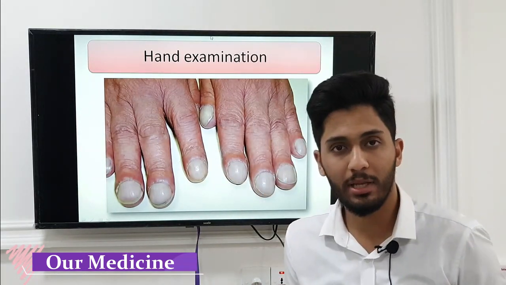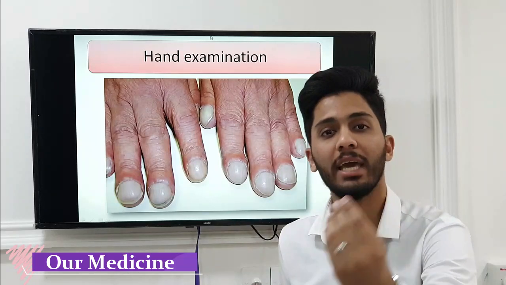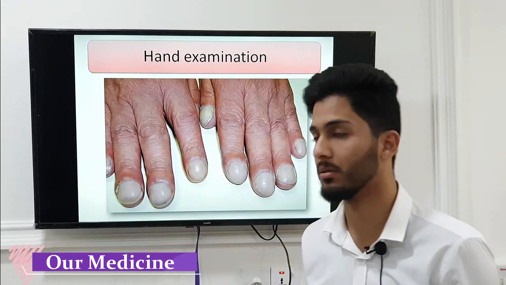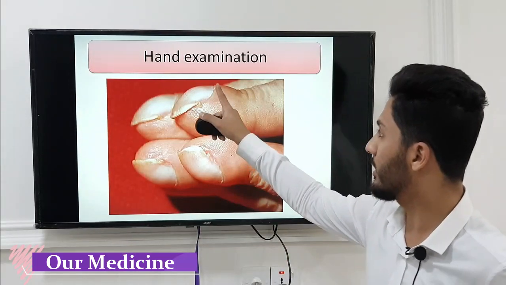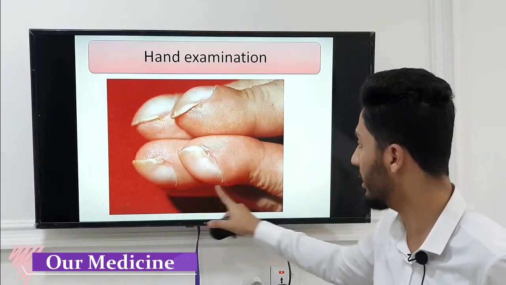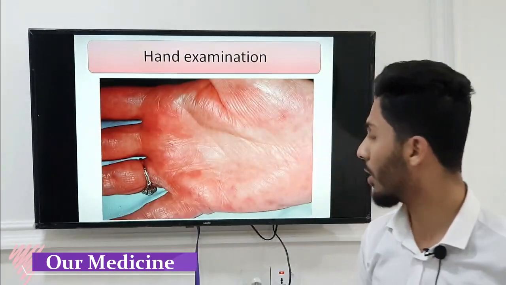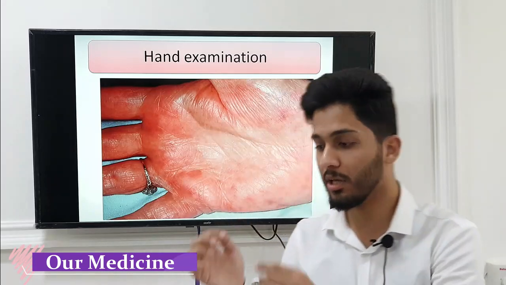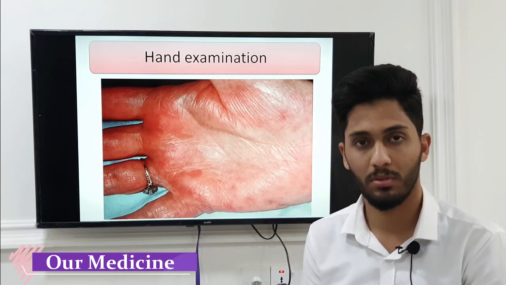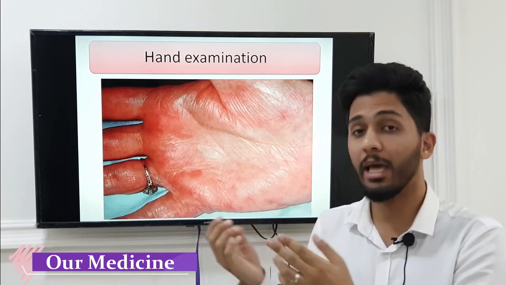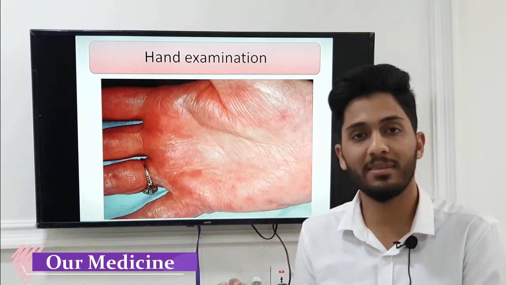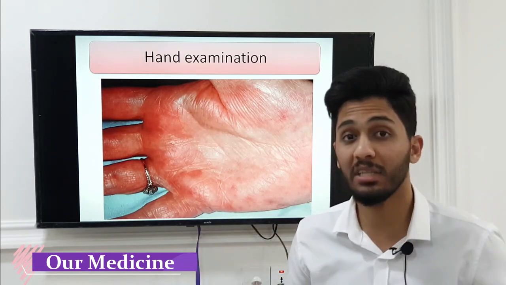If there is no digital clubbing, you should mention it as a negative sign: there is no finger clubbing. This is finger clubbing: increase in the curvature of the nail and bulbous enlargement. Also look for any abnormalities in the nail, for example splinter hemorrhage, nail pitting, koilonychia, leukonychia. If there is no abnormality in the nail, you say there is no negative finding regarding the nail.